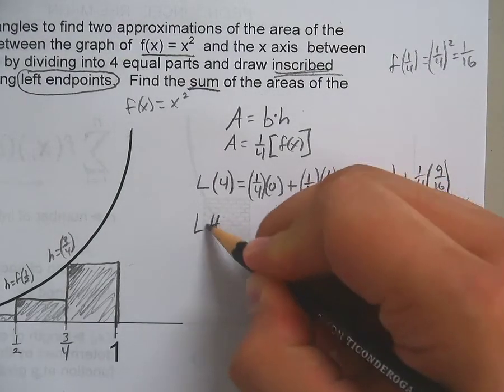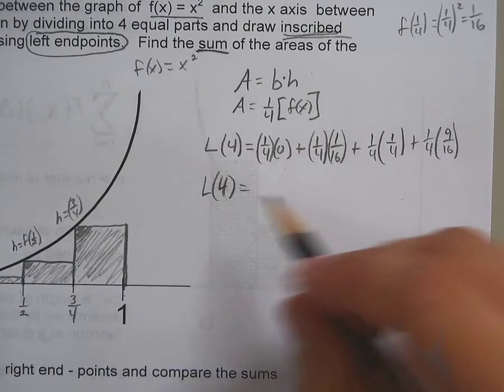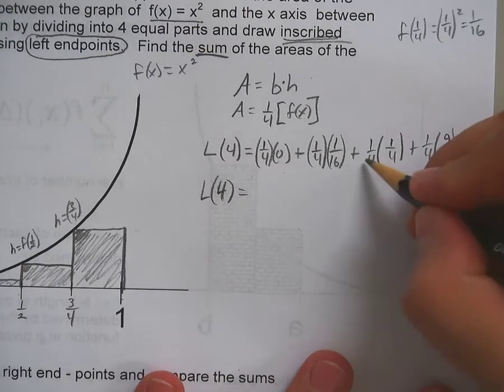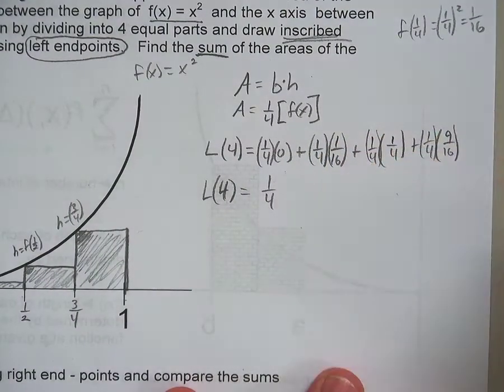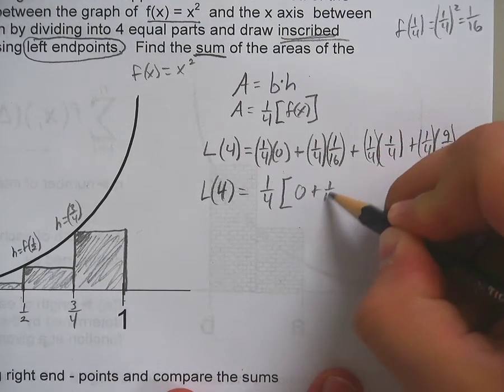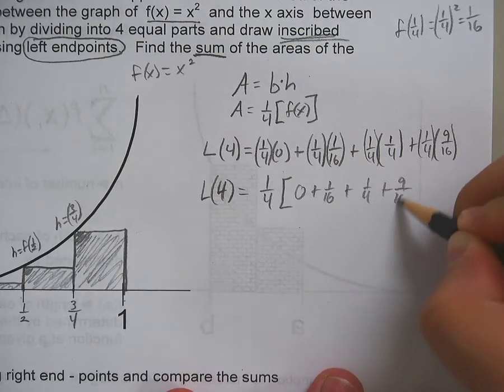Alright, so a left-hand sum using 4 units. Now if you notice, they all have the same thing in common. They all have a 1/4, right? All of them share a 1/4. So let's pull that out and see what happens. We'll have 0 plus 1/16 plus a 4th plus 9/16.